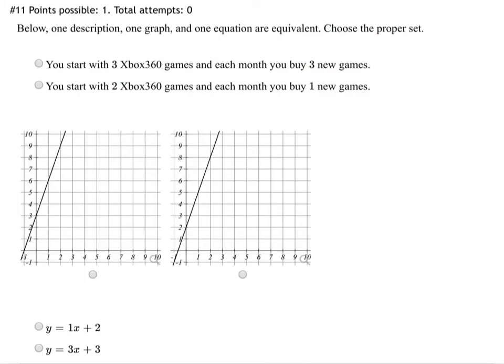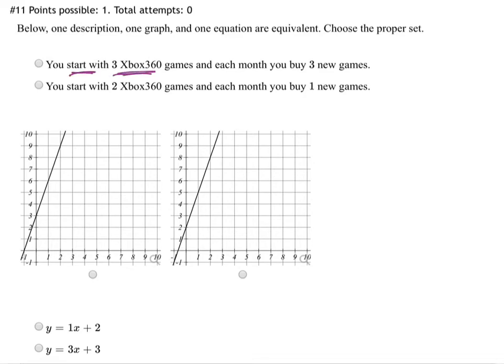Graphs here. Below, one description, one graph, and one equation are equivalent. This is a good little question. Choose the proper set. They want us to connect words, graphs, and equations. That's what they're trying to help us make a connection on.